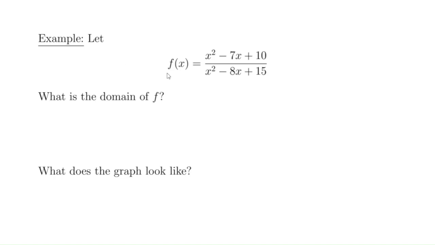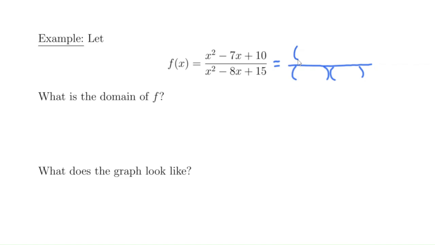Okay, let's look at this function f of x, and notice it's a rational function, right? It's a polynomial divided by a polynomial. And the first question is, what is the domain of this function? Now, whenever you have a rational function, a polynomial divided by a polynomial, the domain is going to be all real numbers except the numbers that make the denominator be 0. Right? We can't divide by 0, so those numbers won't be in the domain. So how do we figure out what numbers make the denominator be 0? Well, we factor the denominator.